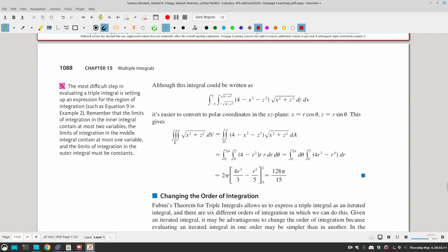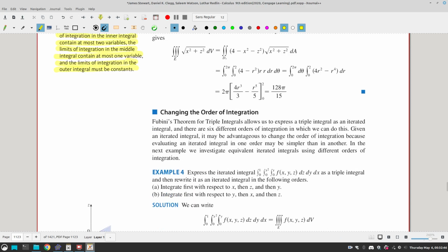Alright, so this is the integration, right? So the most difficult step in evaluating a triple integral is setting up an expression for the region of integration, right? So remember that this is actually a very important point. The limits of integration in the inner integral contain at most 2 variables. The limits of integration in the middle integral contain at most one variable, and the limits of integration in the outer integral must be constants. Memorize this, keep this in mind.